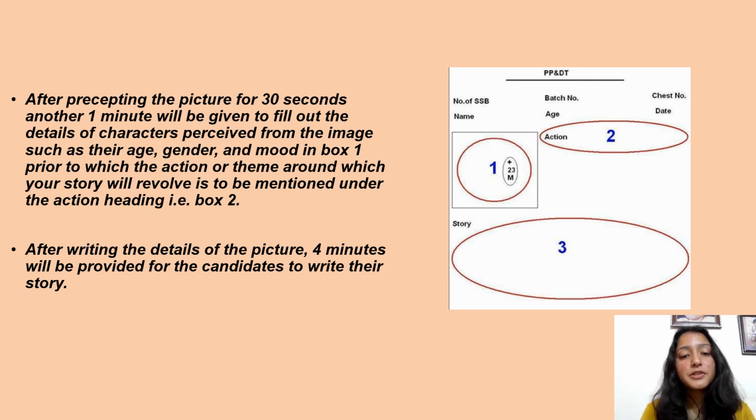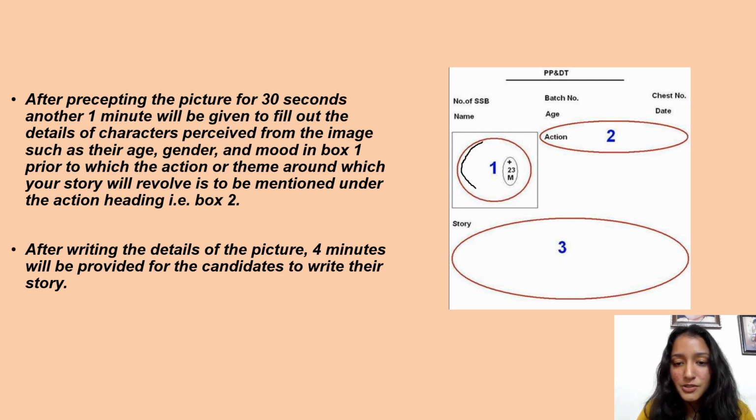After perceiving the picture for 30 seconds, another 1 minute will be given to you to fill out the details of the characters perceived from the image. Now, the details of the characters have to be stated here so that it becomes easy for the assessors to know what kind of things you have assessed, or what characters you can see, and what their mood is, what their age is, what kind of surrounding you're basically perceiving from the picture.